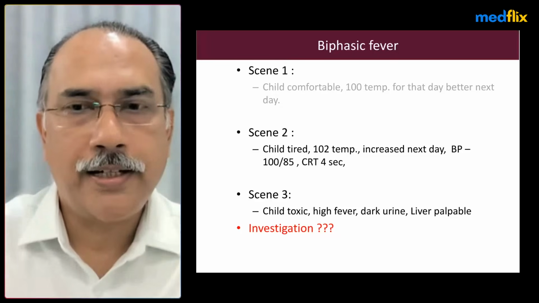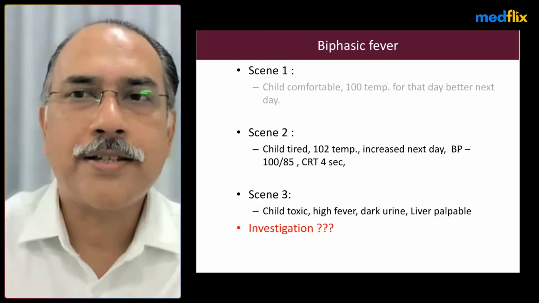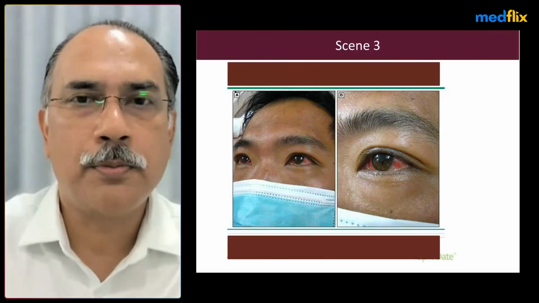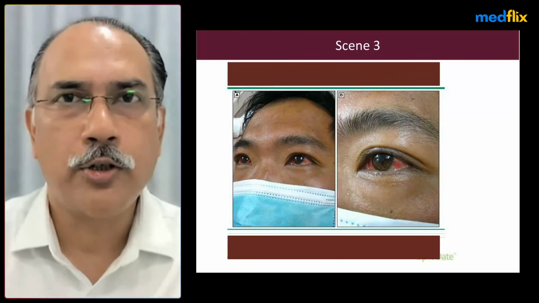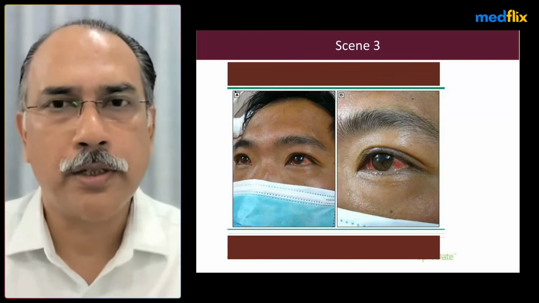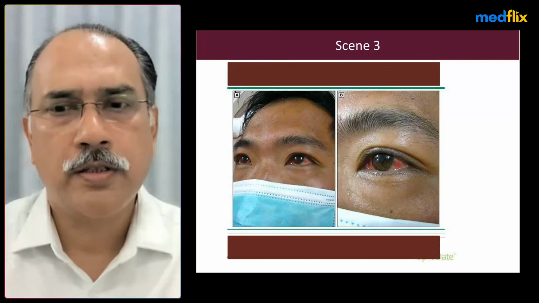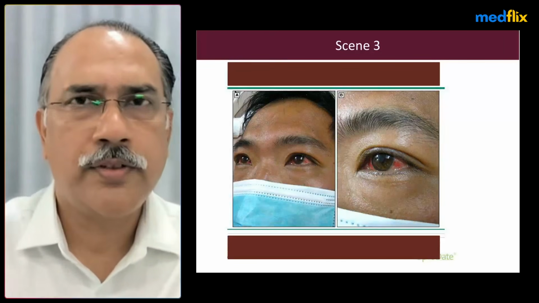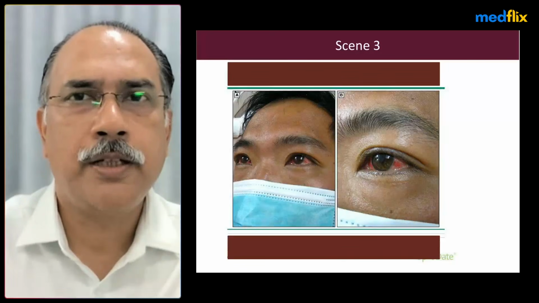Of course, if the child is looking toxic, has high fever, but has dark urine and liver is palpable, we already discussed, look for the eyes, look for urine, and look for liver palpability. If there is renal involvement with jaundice and fever for some time, think of leptospirosis, start treatment, admit the child.